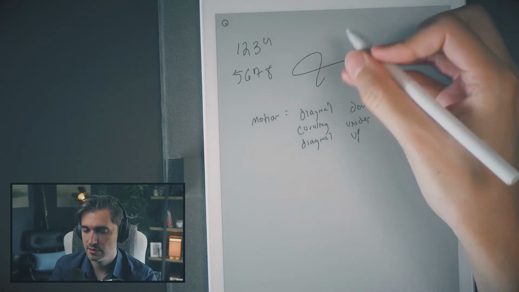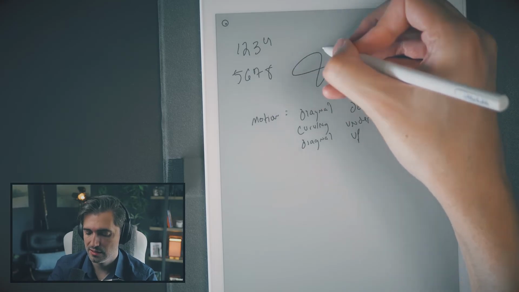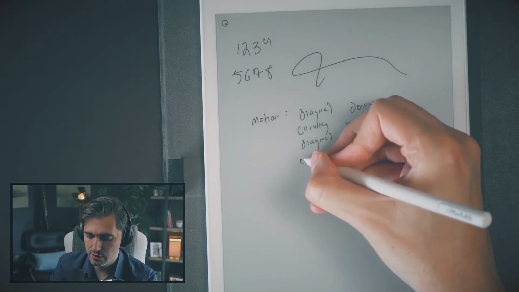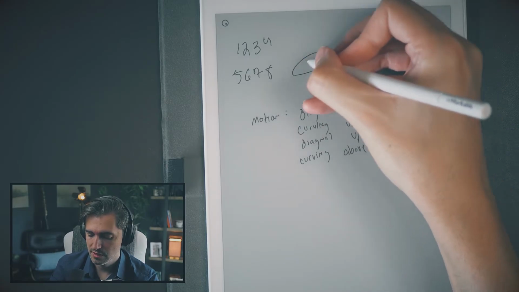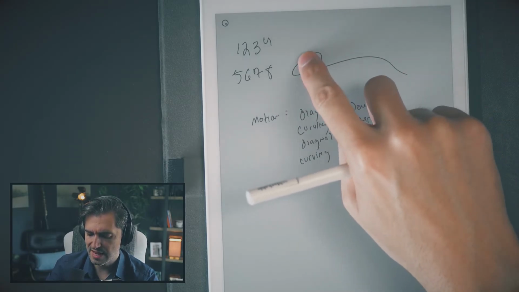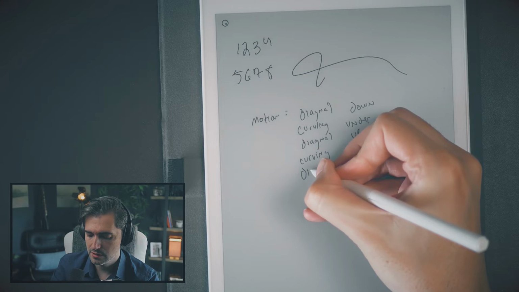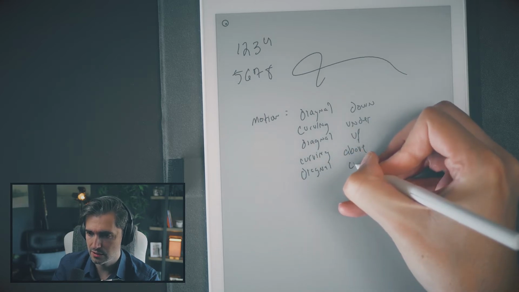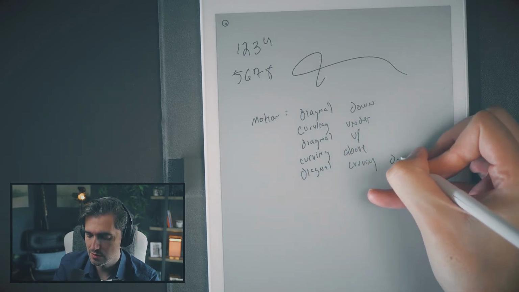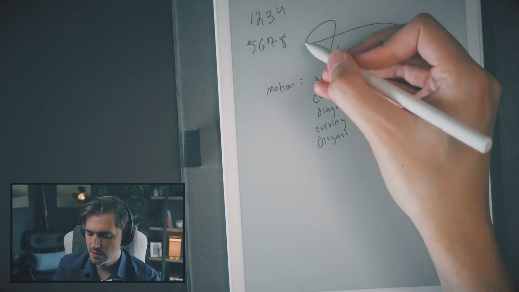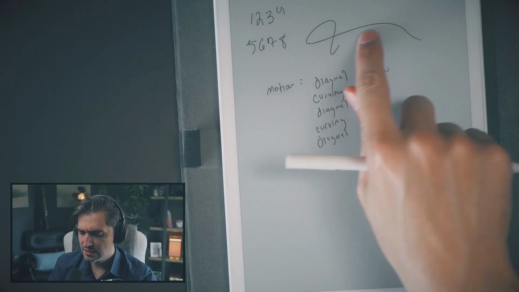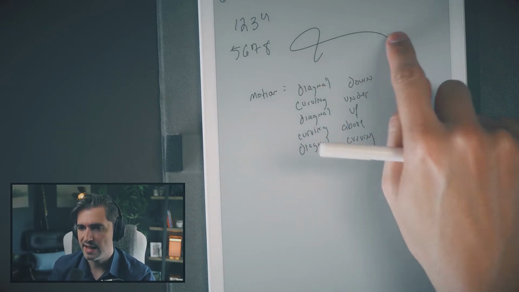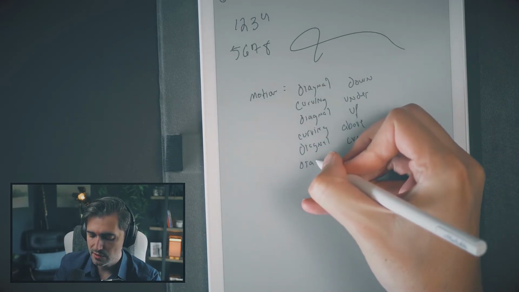Diagonal up. And here we have a curving above. Then we have a kind of a diagonal curving down. Diagonal curving down. Once we're here, it feels like we went kind of back diagonal up. So diagonal up.